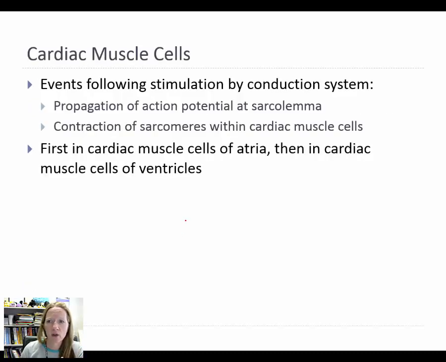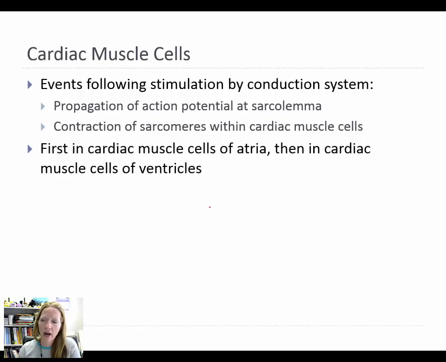There are two major events that are going to occur once the stimulation comes from the conduction system. You're going to have a propagation of that action potential at the sarcolemma. Remember, the sarcolemma is that muscle plasma membrane. And then after that, you are going to have those sarcomeres contract within the cardiac muscle cells. This is very similar to what you saw in skeletal muscle. We'll look at some really small differences, but it's going to be very similar, especially once we get into the contraction and relaxation.